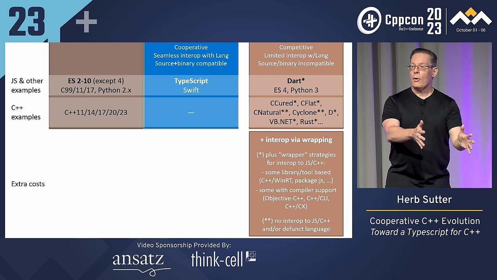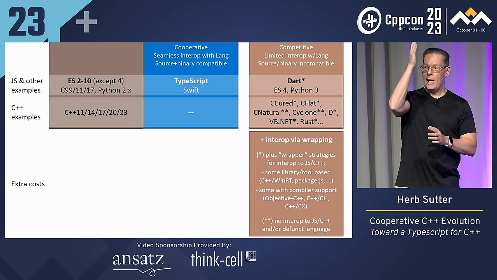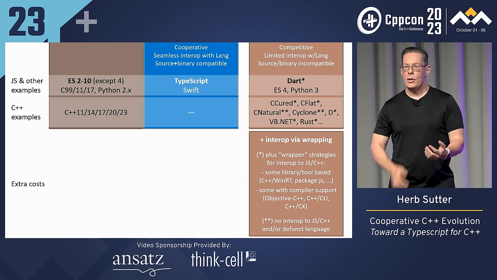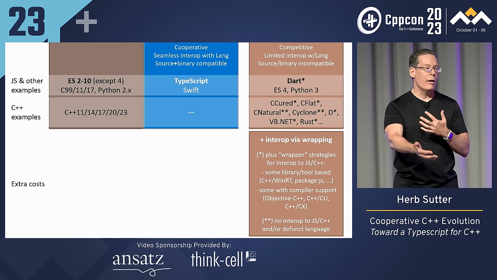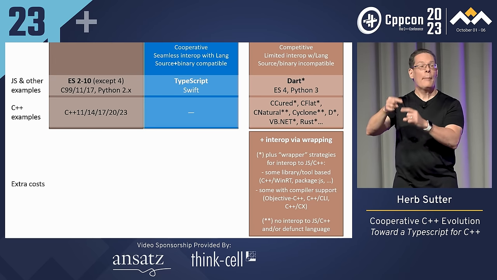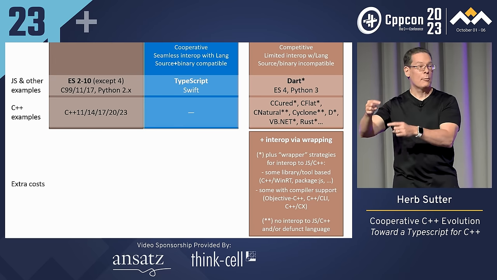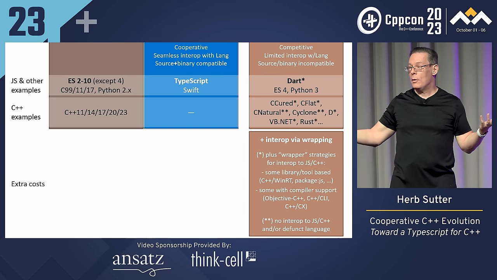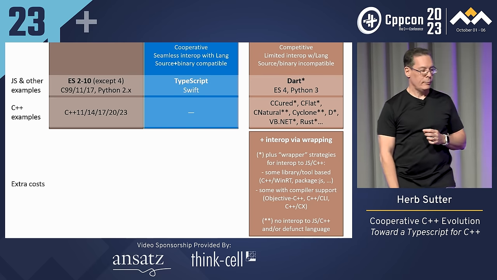But I know what the wrapping goal looks like. If you are in the incompatible Dart plan, you are going to be doing wrapping strategies for interop. You're going to be doing marshalling, thunking. Sometimes you will get seamless interop, but it's usually because somebody wrapped certain popular types in the standard library for you. It's not a general thing where all C++ code just works.